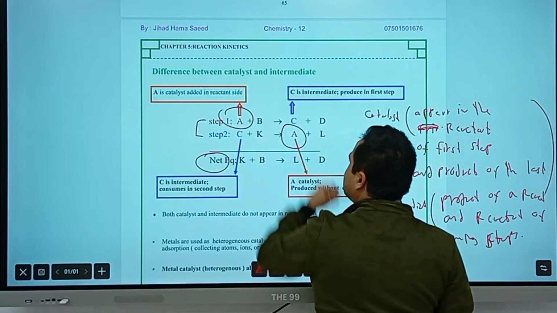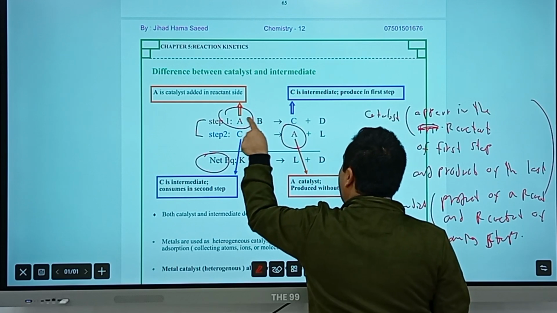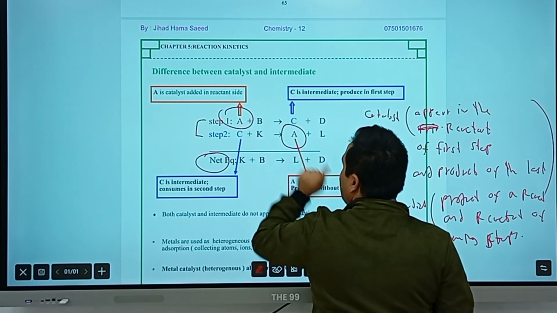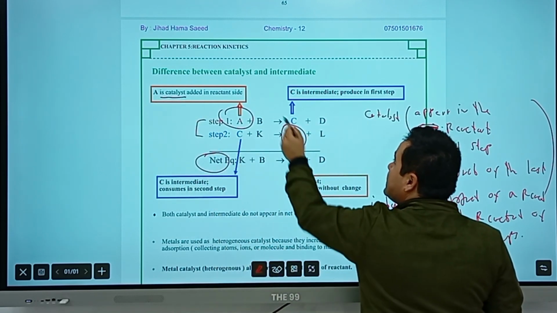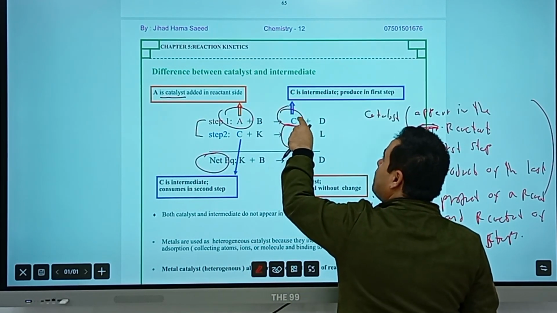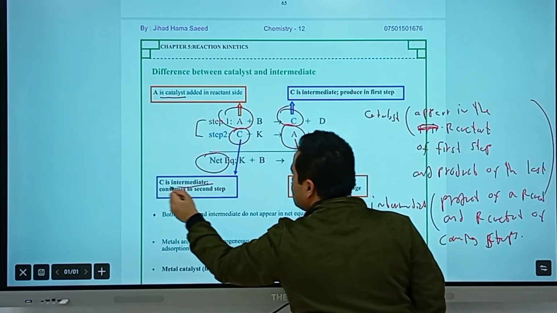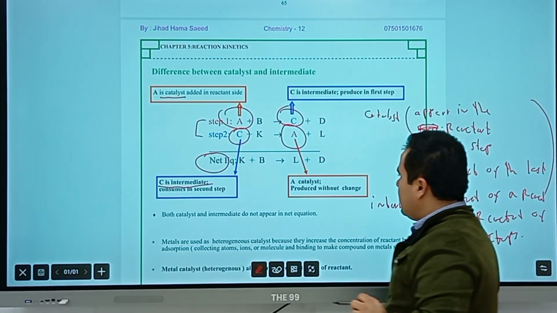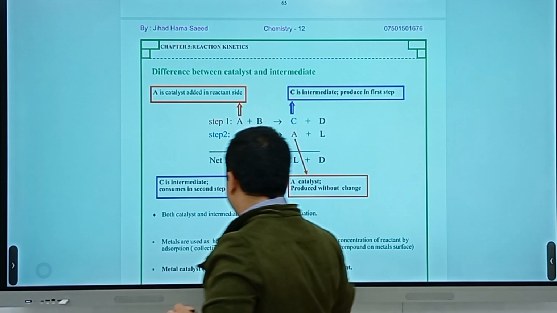A and A cancel out. So A appears in the reactant of the first step and the product of the last, and then A becomes a catalyst. C is in the product of a step and then the reactant of the following, so it becomes an intermediate. That's the difference between a catalyst and an intermediate. You have to know the difference between them.